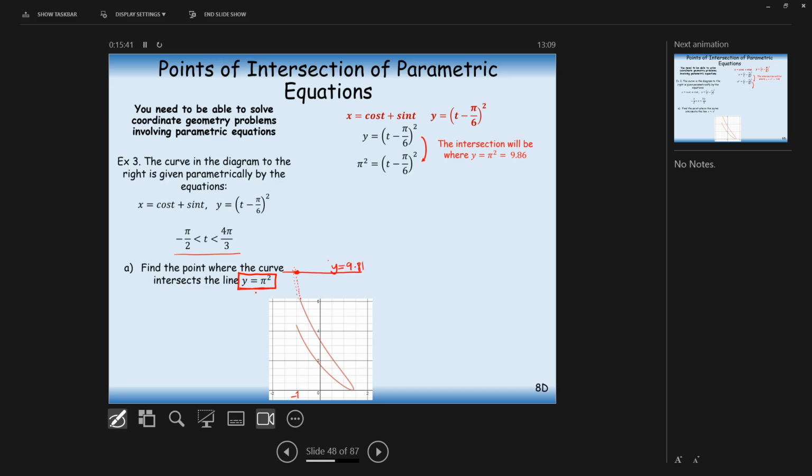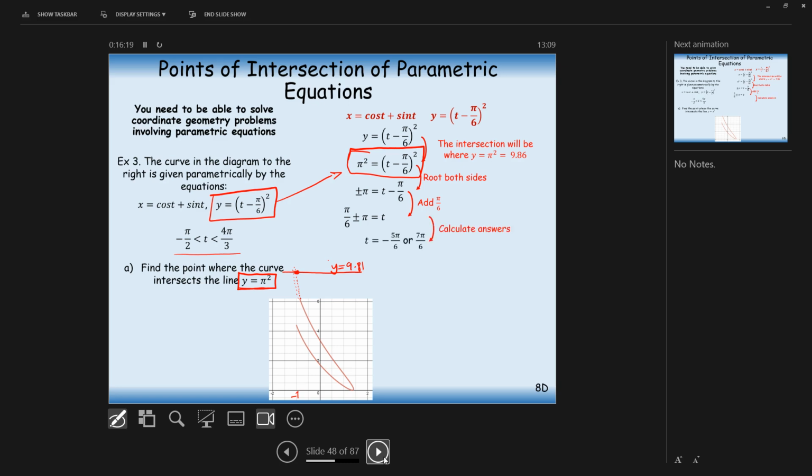So what we are looking for is where this graph really has the value of y equals 9.86, basically. So we are setting the y value equal to pi squared here, and the equation for y is defined in terms of t. So that's what we are doing, basically equating it to pi squared. We can take the square root of both sides, and we will have a plus and minus sign in front of the constant pi here, and solve for t. So adding pi over 6 to both sides, we will have two answers there.